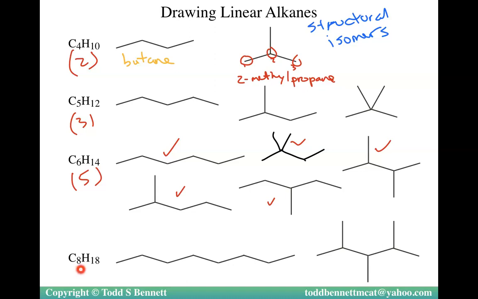So C8H18, I would draw the 8 carbon one. I draw a 7 and put it on 2, 3, and 4. I draw a 6 and put it 2, 2, 2, 3, 2, 4, 2, 5. And then I do 3, 3. And then I do 3, 4, 3, 5, 3, 6. And then I do 4, 4. And then I do 4, 5. So you get a certain rhythm to these things. You start figuring out how this goes.